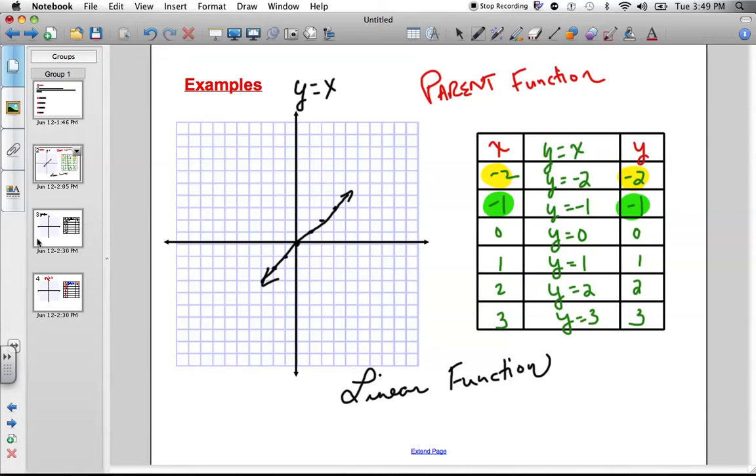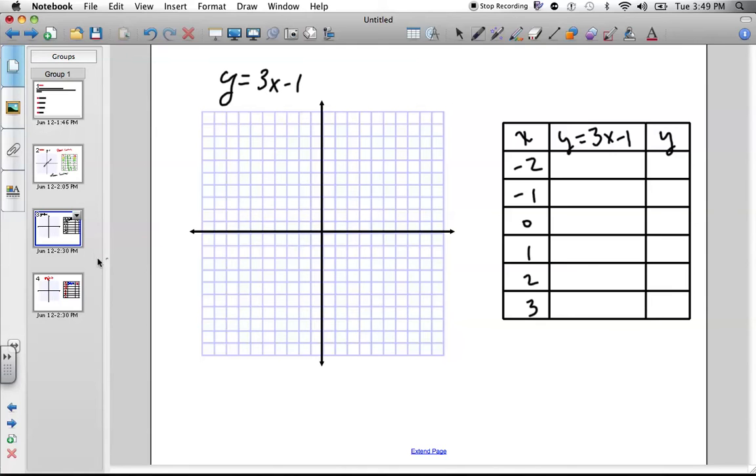All right. Let's look at a more involved example here. This is the equation y equals 3x minus 1. They give us the input values. All we have to do is find the output values. So let's put that in our chart here. We have 3 times our x value, which is -2, minus 1. Make sure you use correct order of operations. 3 times -2 is -6. -6 minus 1, -7. Our next input value is -1. So we have 3 times -1 minus 1, which is going to be -4.